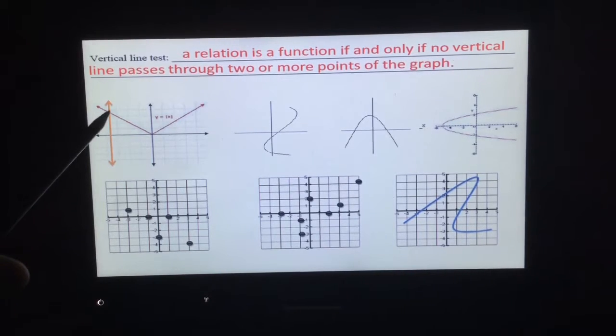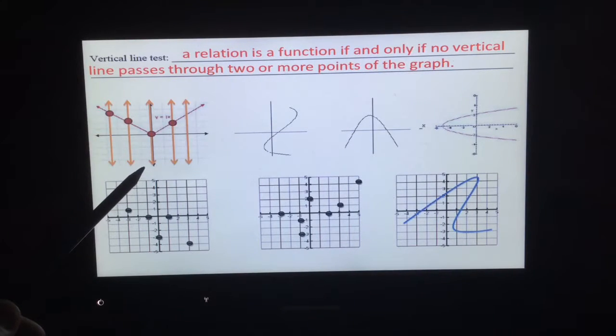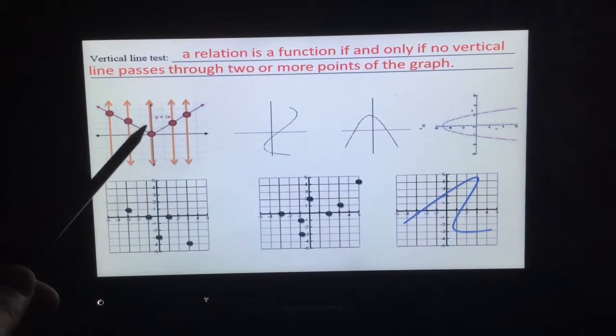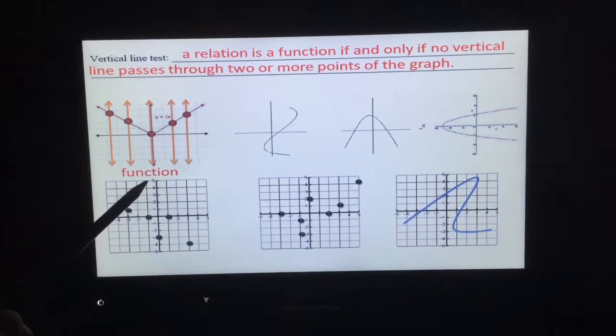Now if I drew the vertical line over here, you can see that it hits it once. If I drew the vertical line over here, again, once. Here, here, and here, you can see that it only hits it once each time. Now, because of this, we can say that this graph is a function. Again, over here it says a relation is a function if and only if no vertical line passes through 2 or more points. And all of these vertical lines, they only pass through once.